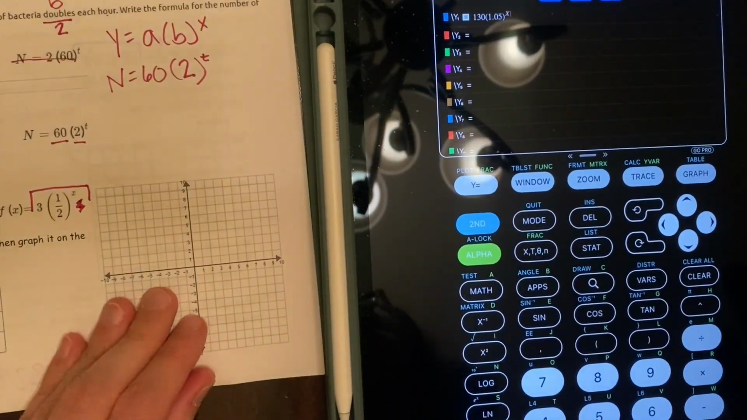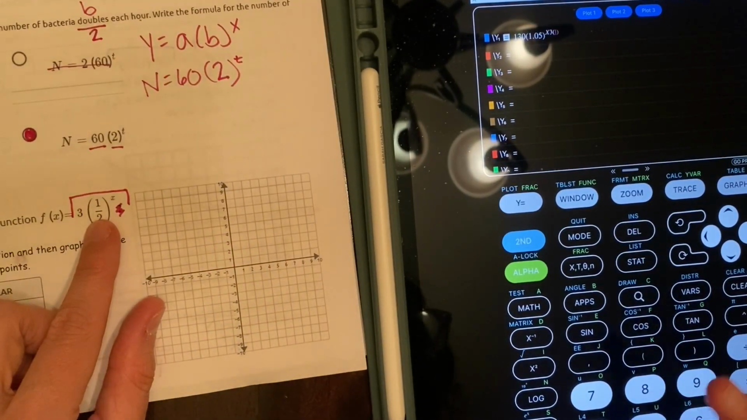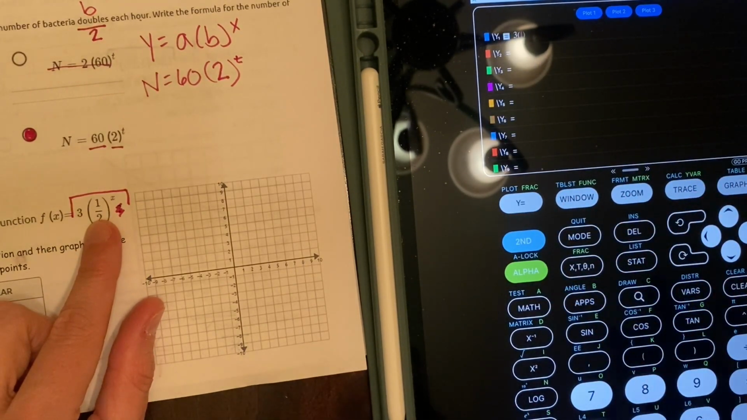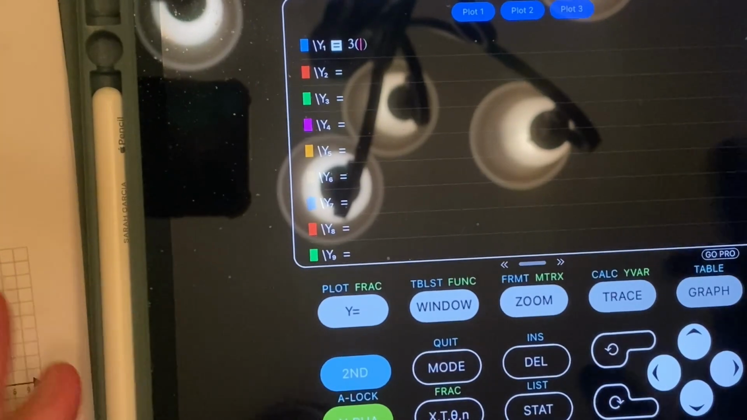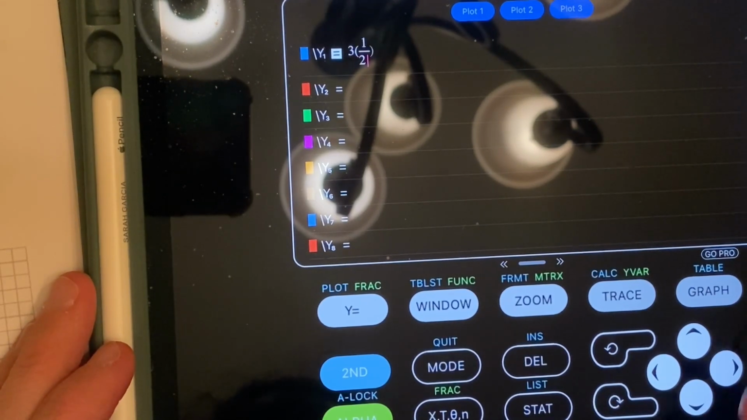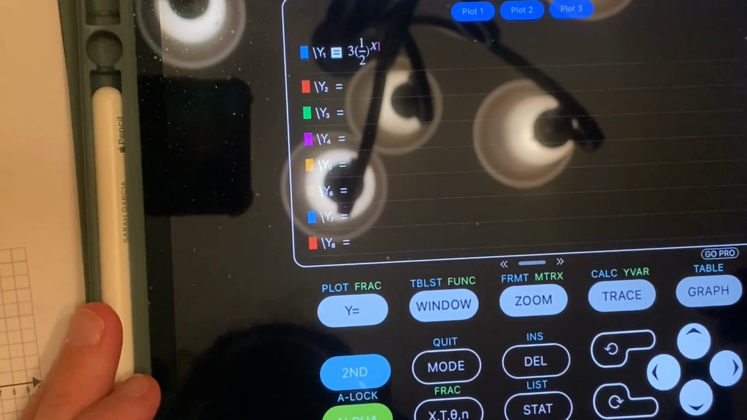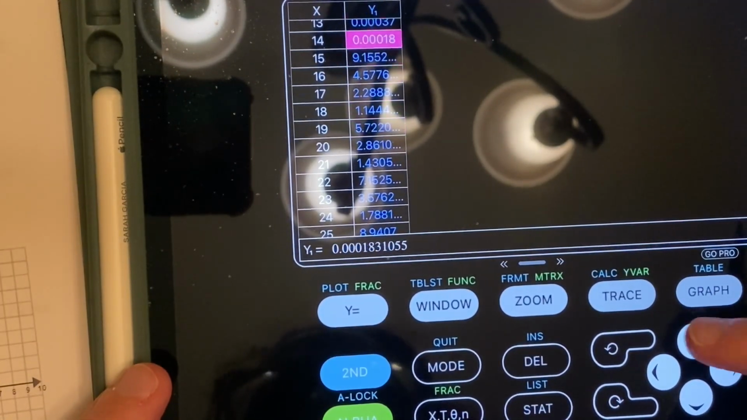Let me scoot it over. Okay, so y equals 3 parentheses. Let me zoom in a little so you can see my thing. And then it says 1/2. So alpha y equals 1/2, raised to the x. Let me make sure this works. Then you hit enter and then you hit second graph. Okay, go up to 0.